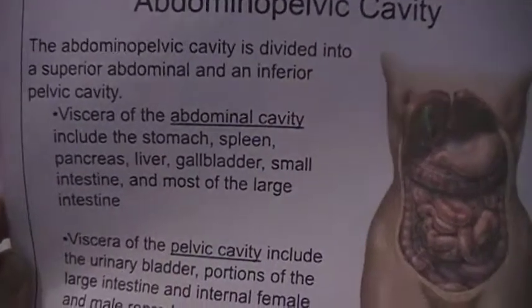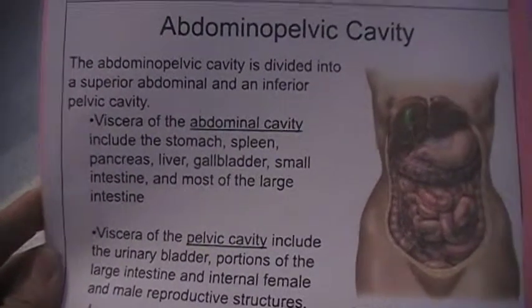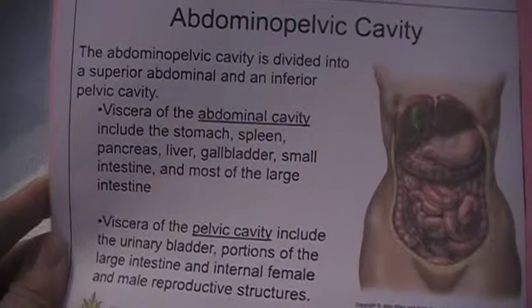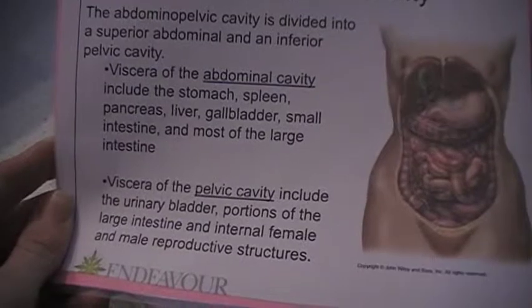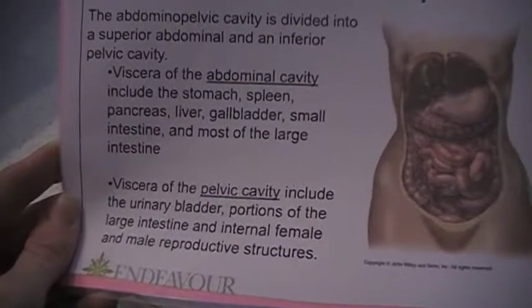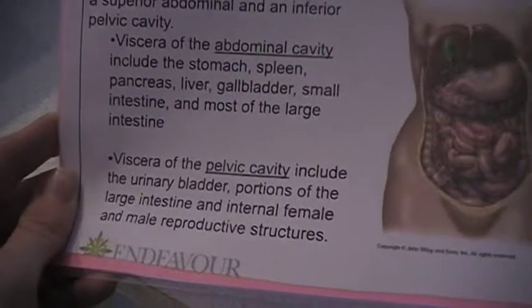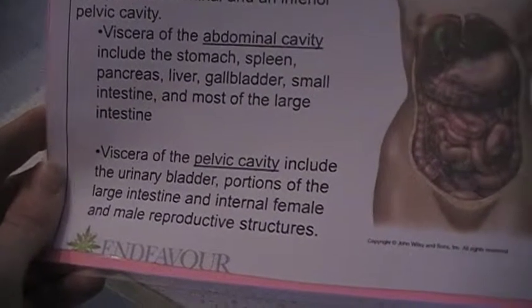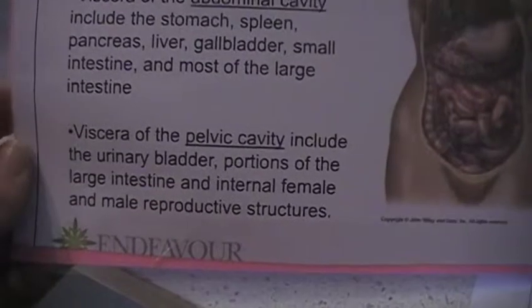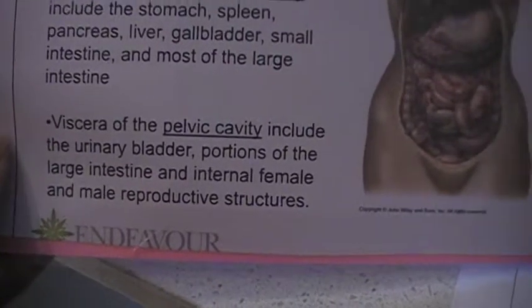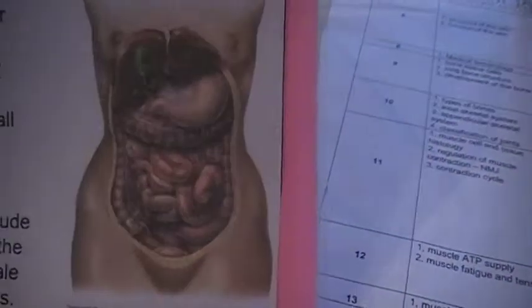Abdominopelvic cavity. There's a superior abdominal and an inferior pelvic cavity. Viscera of the abdominal cavity include stomach, spleen, pancreas, liver, gallbladder, small intestine, and most of large. Viscera of the pelvic cavity include urinary bladder, large intestine, and female internal reproductive structures.